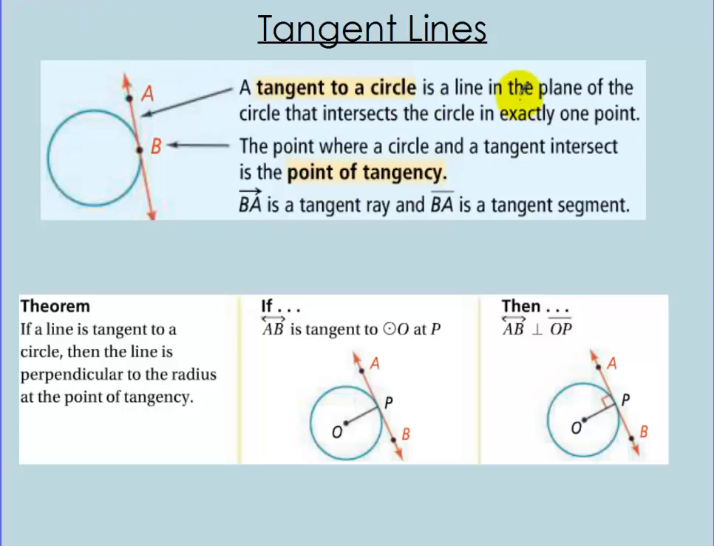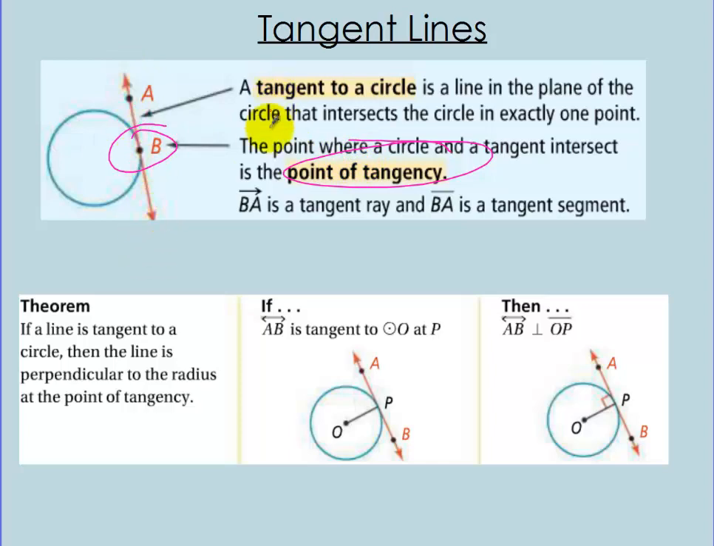You might not remember this, but a tangent line to a circle is a line that intersects the circle at one point and only one point. So it just goes by, hits it, and then keeps going. Only one point. The point where it hits, we call the point of tangency.